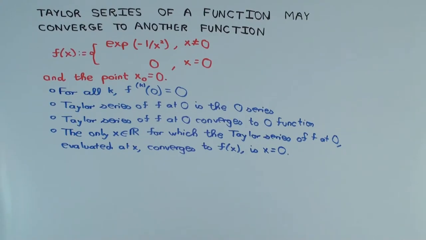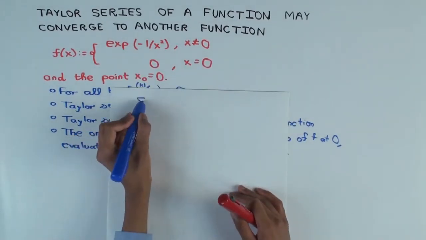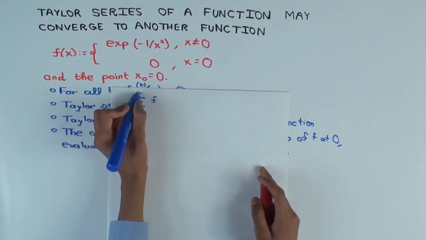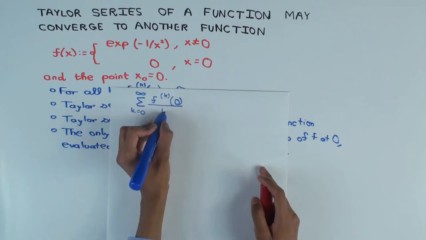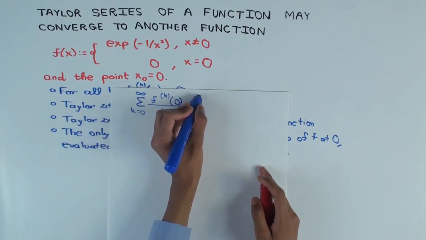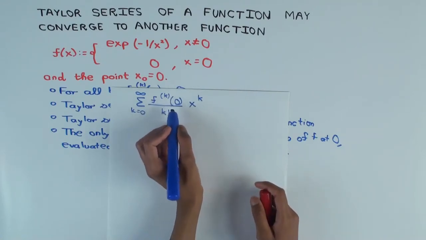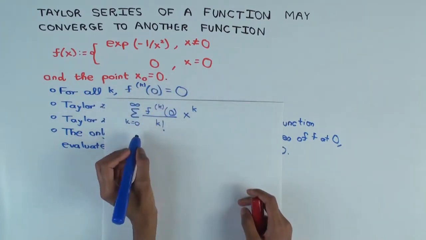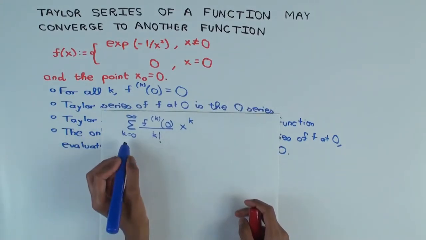Well, how is the Taylor series defined? Taylor series of a function is defined as what? As the sum, well, at 0, k equals 0 to infinity, kth derivative over k factorial times x to the k. In general it would be x minus x naught to the k, and this is the f^(k) at x naught, but here we're doing it at 0, so this is what we get. Okay, and now if each of these is 0, then what happens to the Taylor series? The Taylor series is just 0. It's a 0 series.